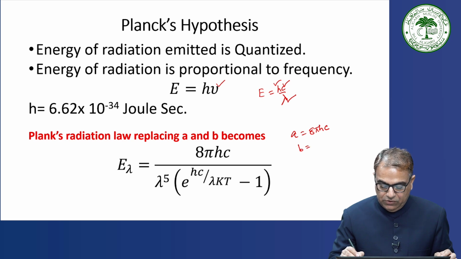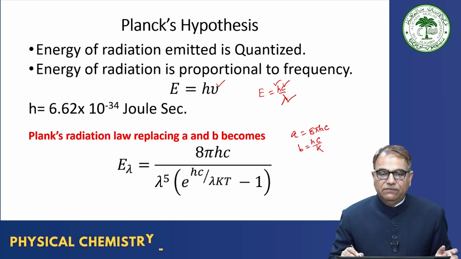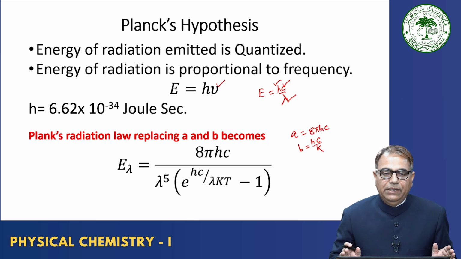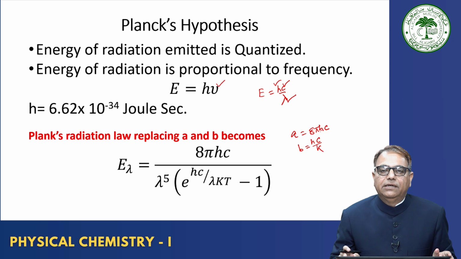and B becomes equal to, and you know all are constant. 8 is constant, pi is constant, h is constant, velocity of electromagnetic radiation is constant. Here also you see h is constant, c is constant, k is constant. K is Boltzmann constant. So in order to find the value of A and B, he proposed these two bold hypotheses before the German Physical Society on 14 December 1900.